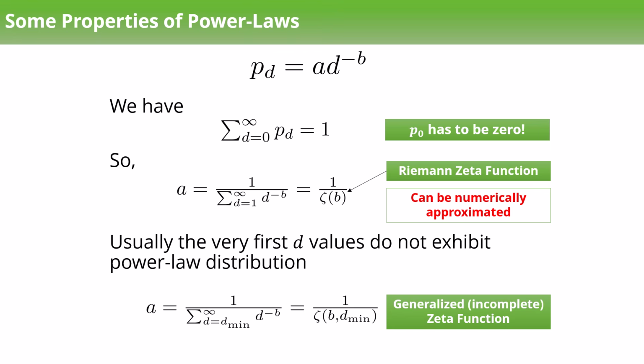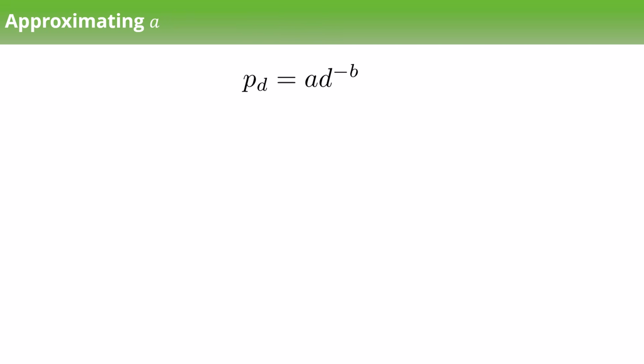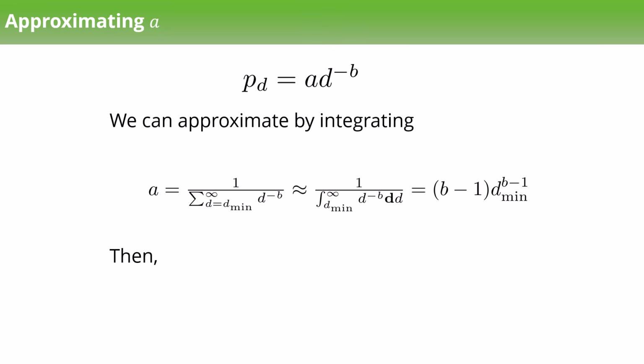This is the generalized zeta function. So then approximating A. The exact calculations for power law distributions can be complicated, so instead we often use integration to estimate certain values. So this is the formula for A value.